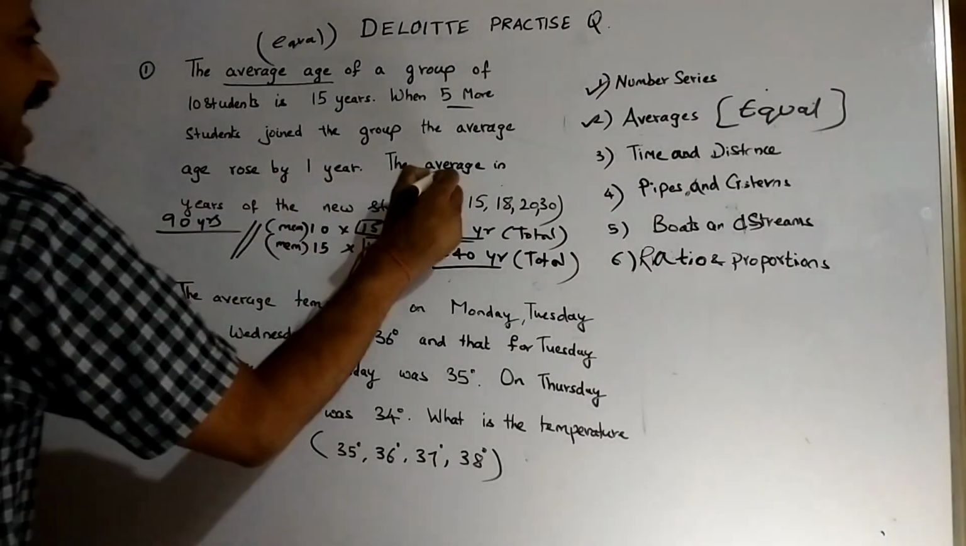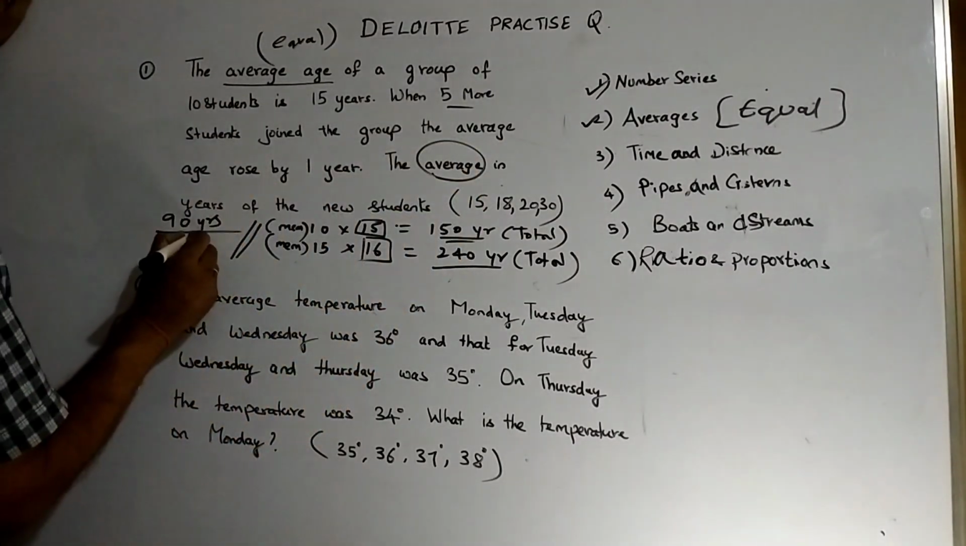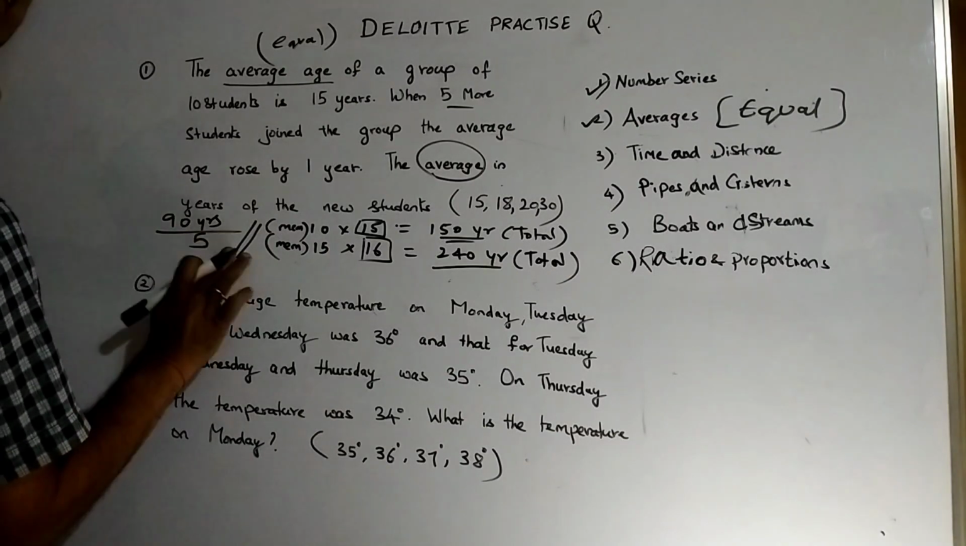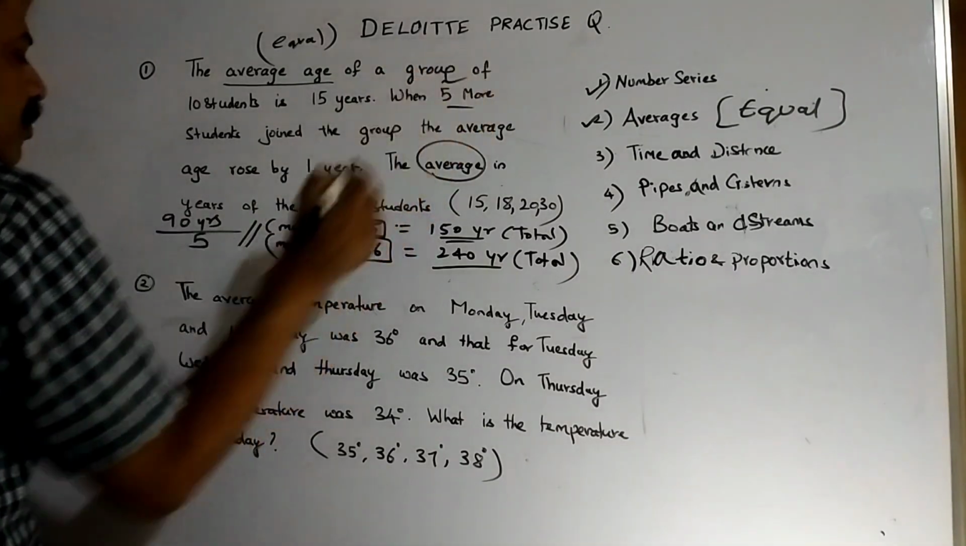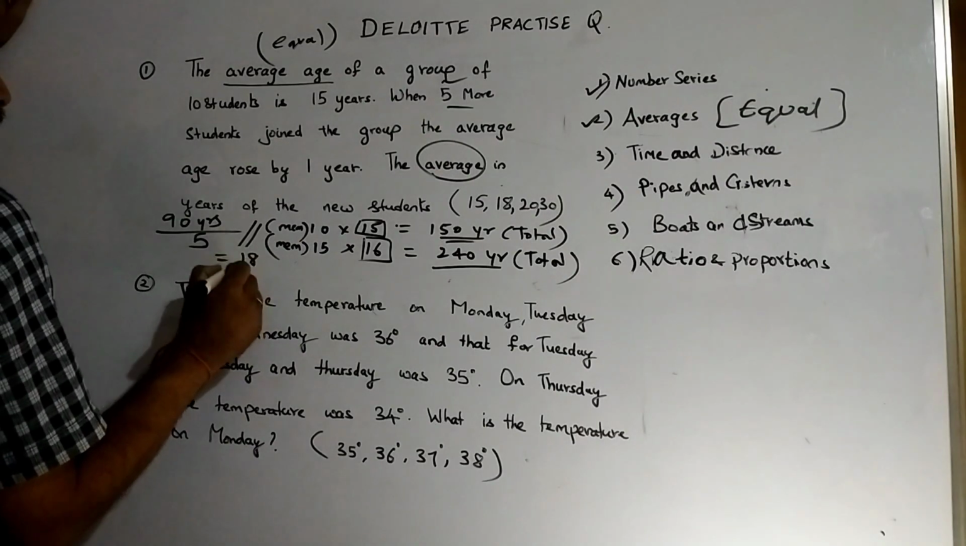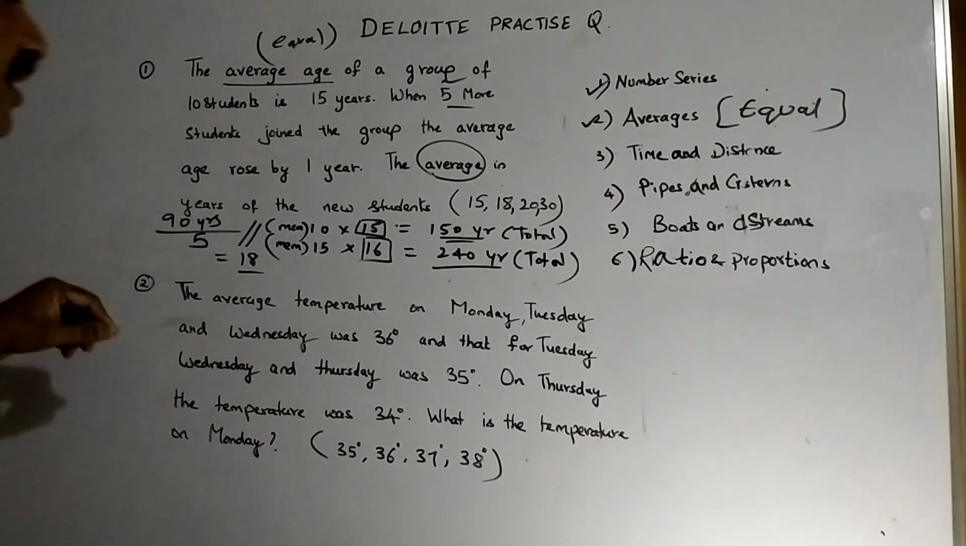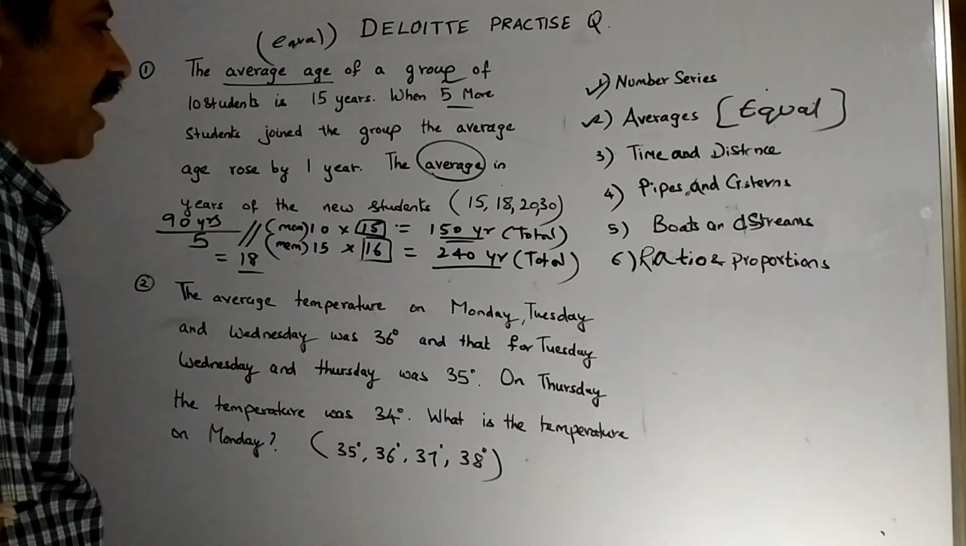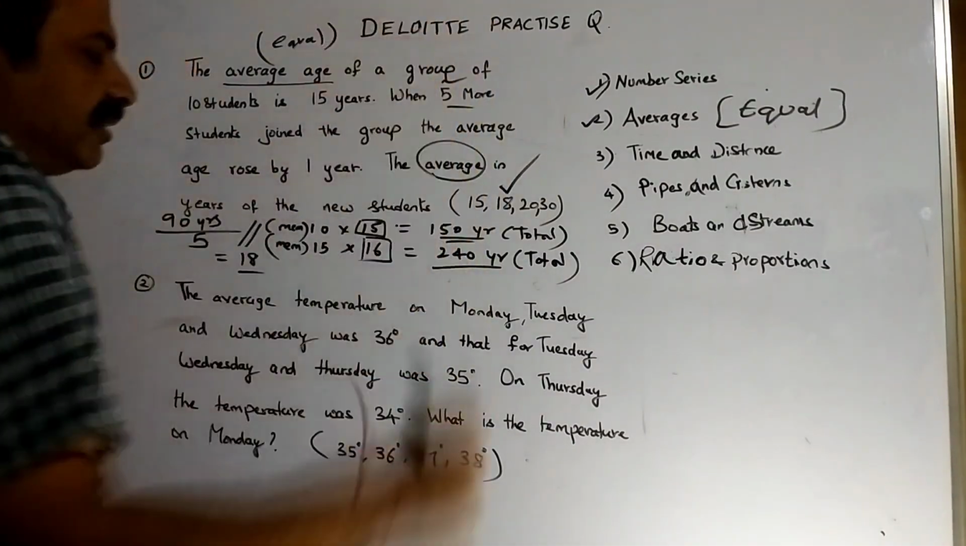Now, what is the average of the 5 members? Average means all are same. So there are 5 members in the group. So 90 divided by 5. 5 18s are 90. The answer is nothing but 18 years.